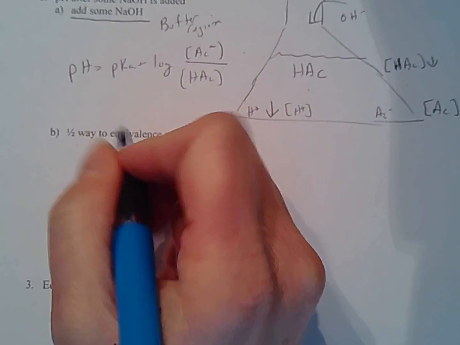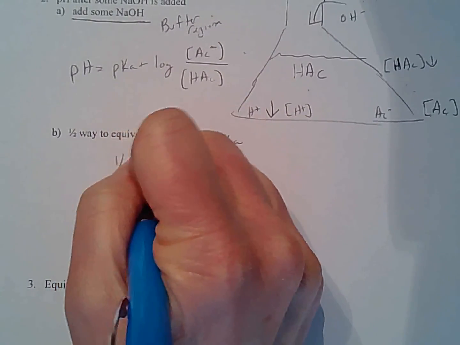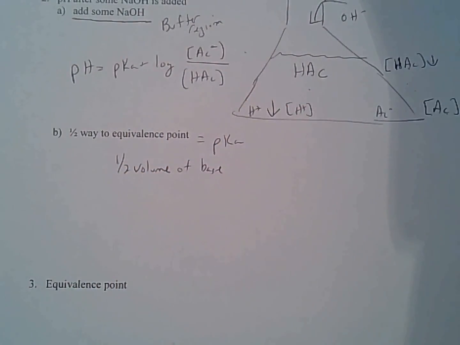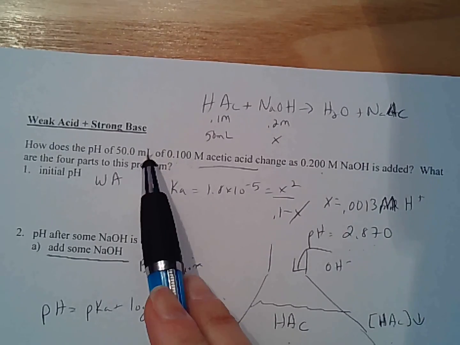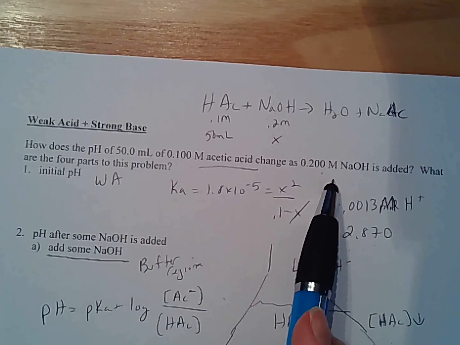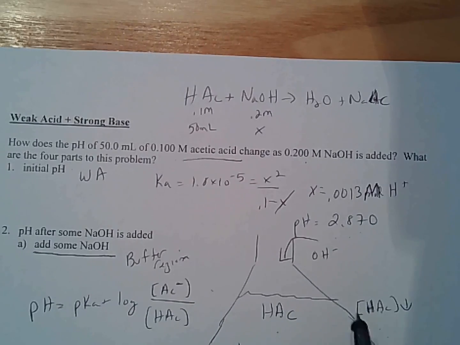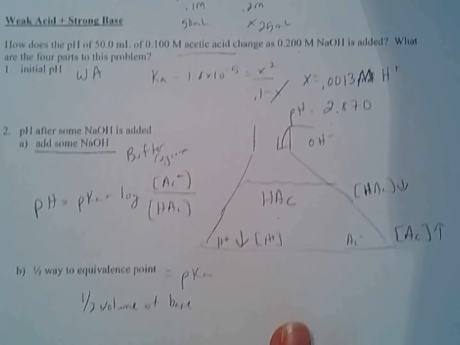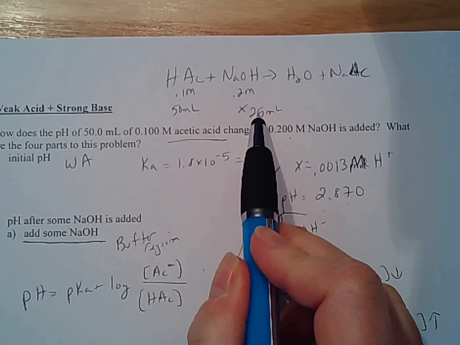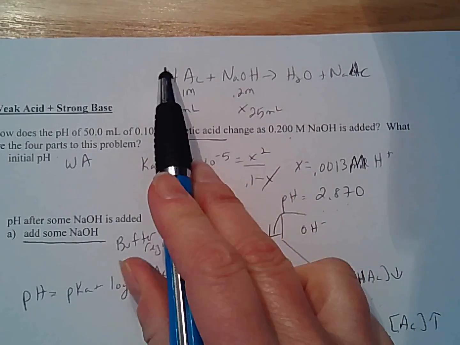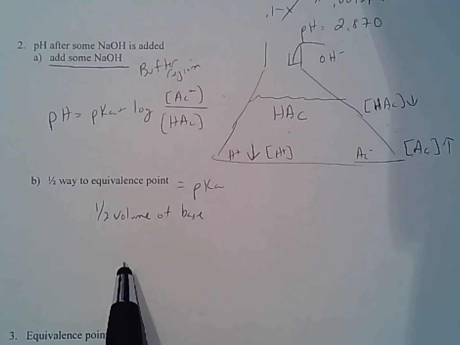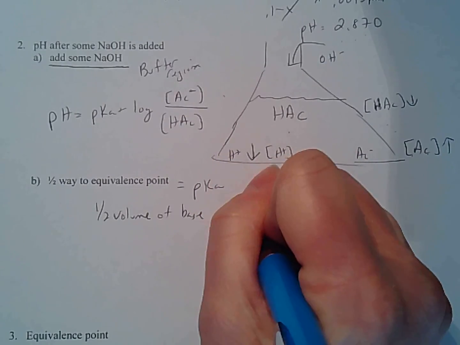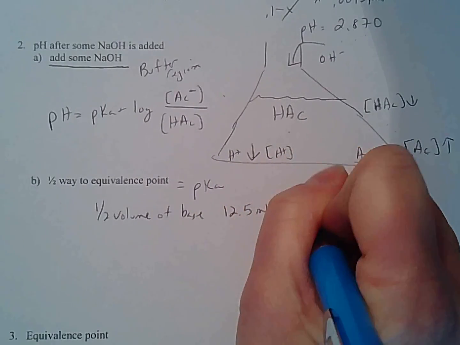It is half the volume of the base you need to completely neutralize. So again, this is 50 mL of a 0.1 molar acid. I have a 0.2 molar base, so obviously my equivalence point is going to be somewhere around 25 milliliters. Okay, so there's no difference here if this was strong or weak. It's always going to be, again, that OH ripping off that H plus. So if I have half the volume of base, in theory, I have 12.5 milliliters of NaOH in this problem.